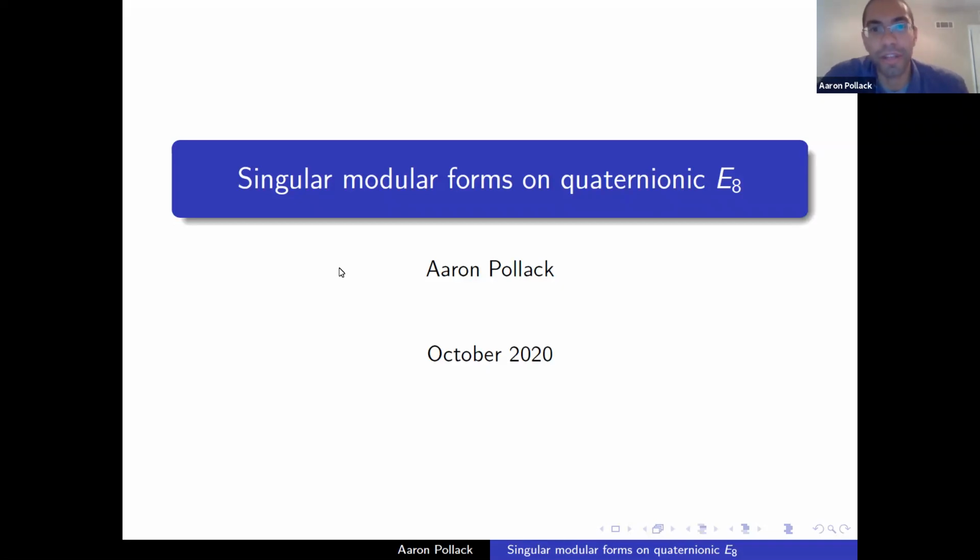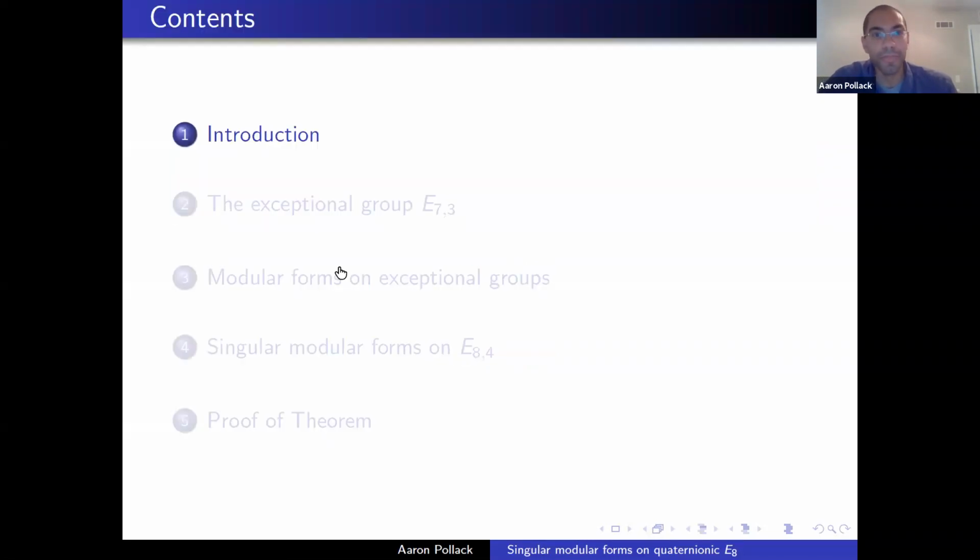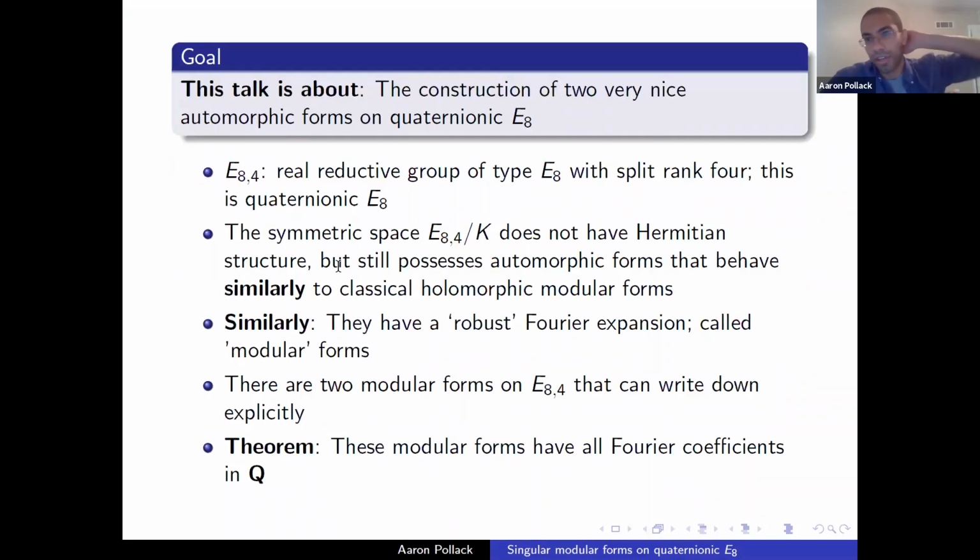Yes, I'm going to talk about singular modular forms on quaternionic E8. So what is the talk about? I want to talk about the construction of two very nice automorphic forms on quaternionic E8. These are two of my favorite automorphic forms. Maybe I should begin by apologizing for not talking about supercuspidal representations. This is a global talk, and in fact, it's about some very degenerate principal series in some sense. But anyway, some special automorphic forms.